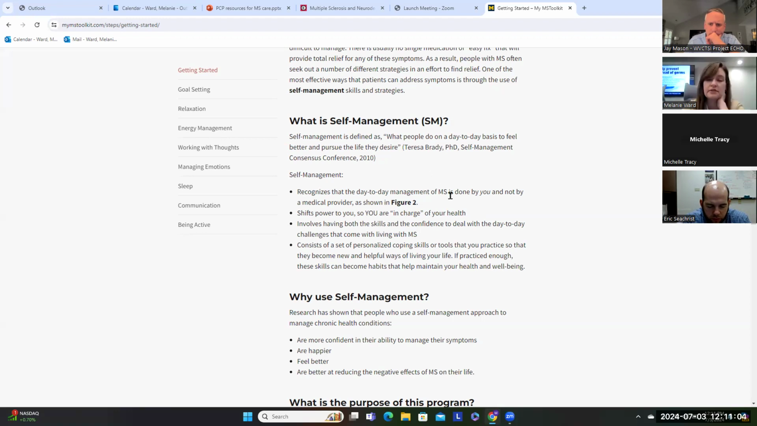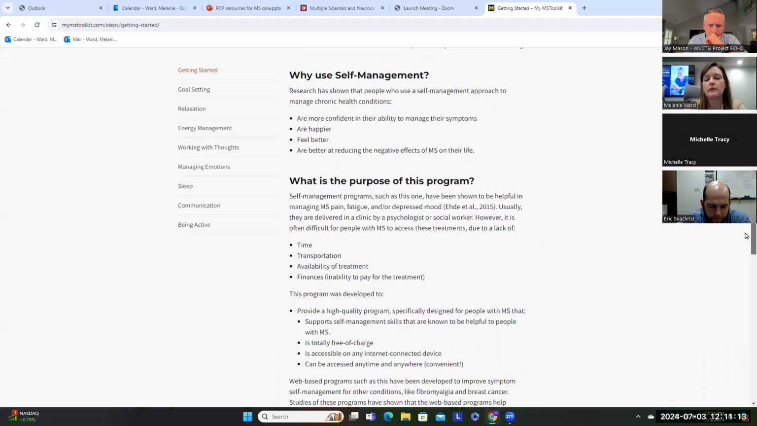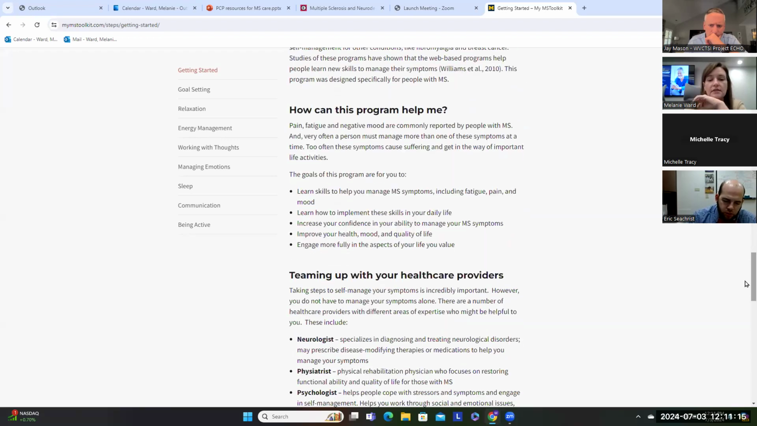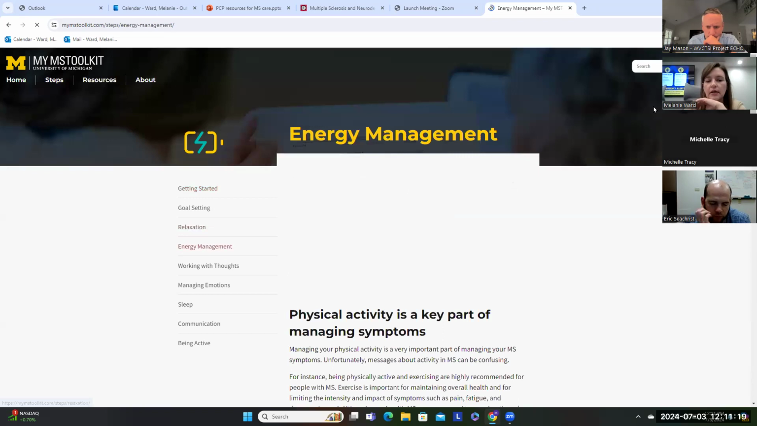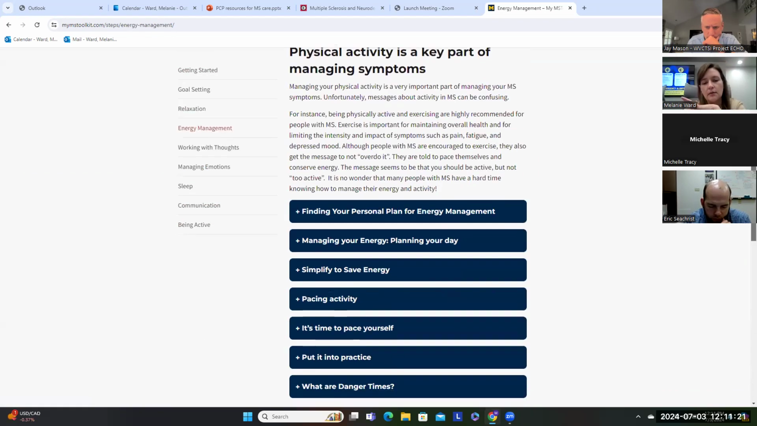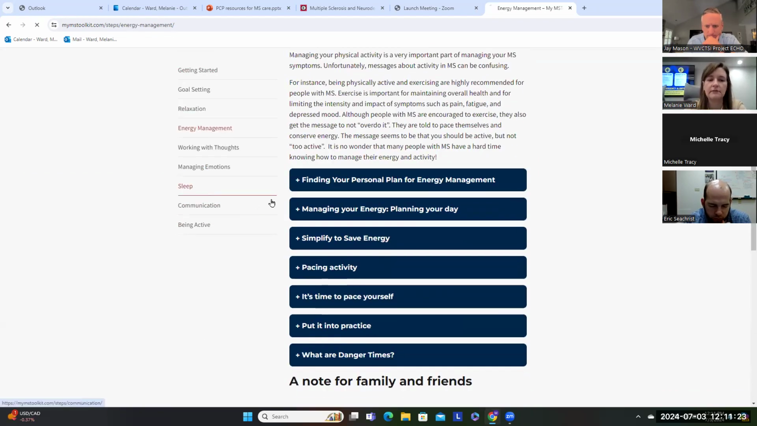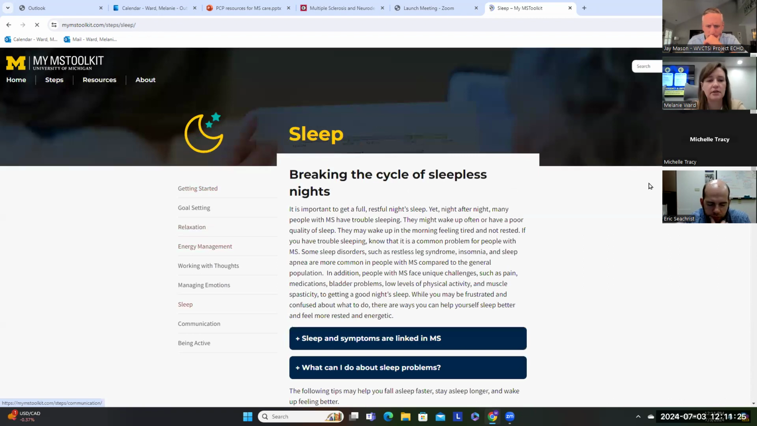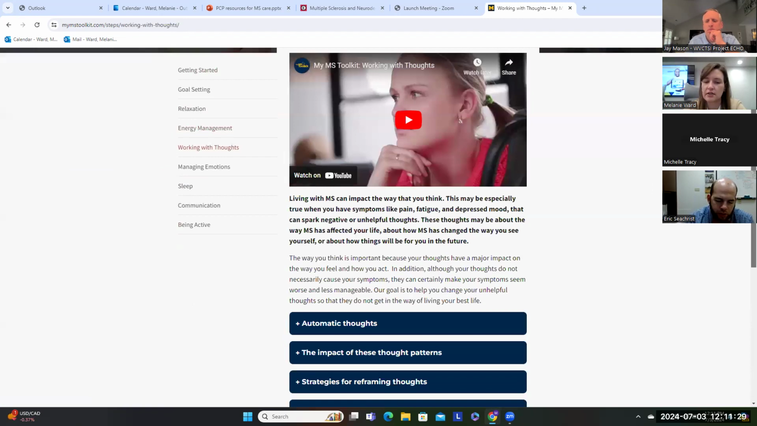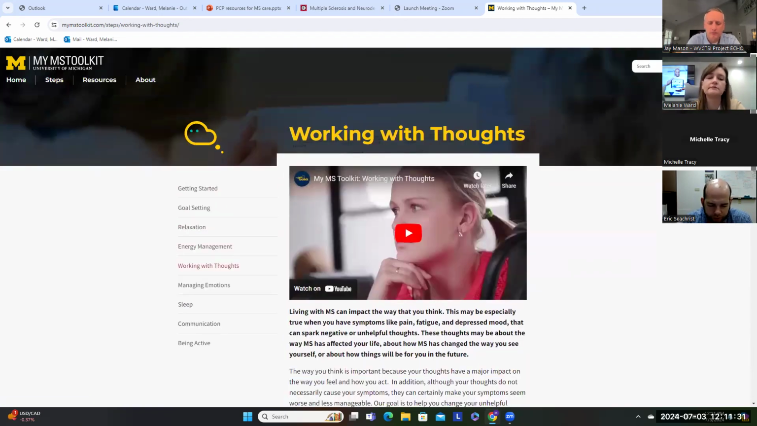But anyways, it's something that can take a lot of time, so it's good when we can refer people to a resource they can use. So again, you can see this is a little bit of an overview, but then there are sections for things like fatigue. So they talk about how to manage that. You can see all the rest of these things on here: sleep, emotions, working with thoughts, which I actually think is really helpful too. So very good resource for MS.